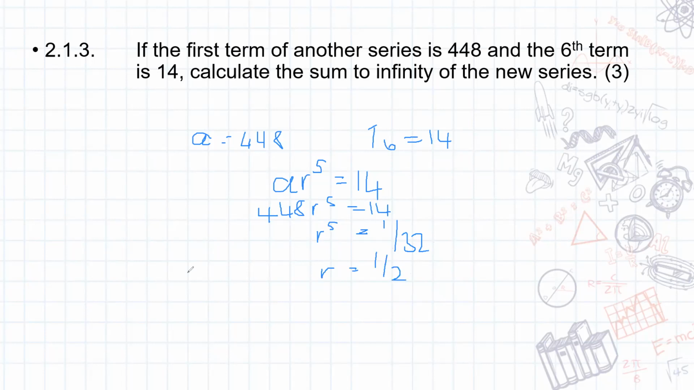Now it says calculate the sum to infinity. So don't forget that part. That's what they're actually asking you for. So sum to infinity is a over 1 minus r. I'm just going to do it on the side here because I've run out of space.